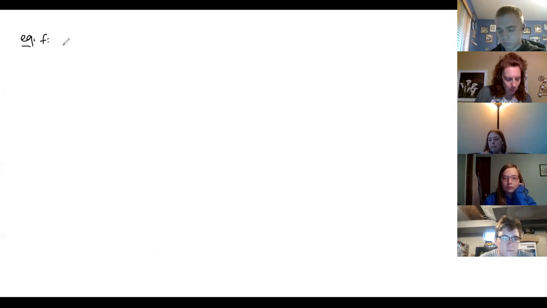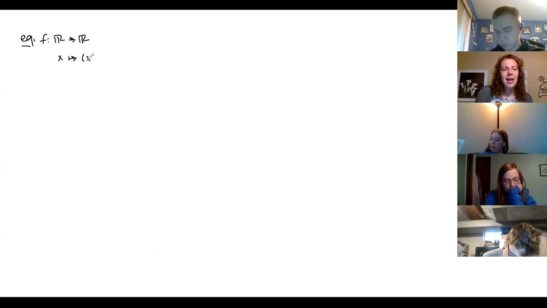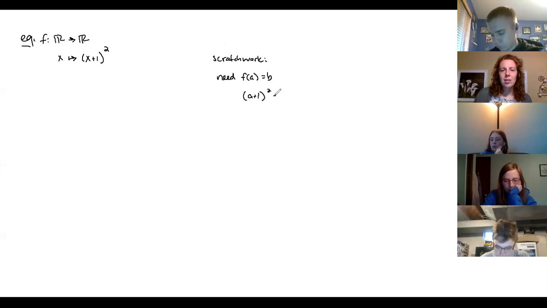For example, one more time, F is going to go from the real numbers to the real numbers. X is going to get sent to (X plus 1) squared this time. So last time we had (X plus 1) cubed. This time we're doing (X plus 1) squared. So scratch work. We need F of A to equal B. (A plus 1) squared needs to equal B. So we need A to be the square root of B, minus 1. Looks very similar to what we had last time.